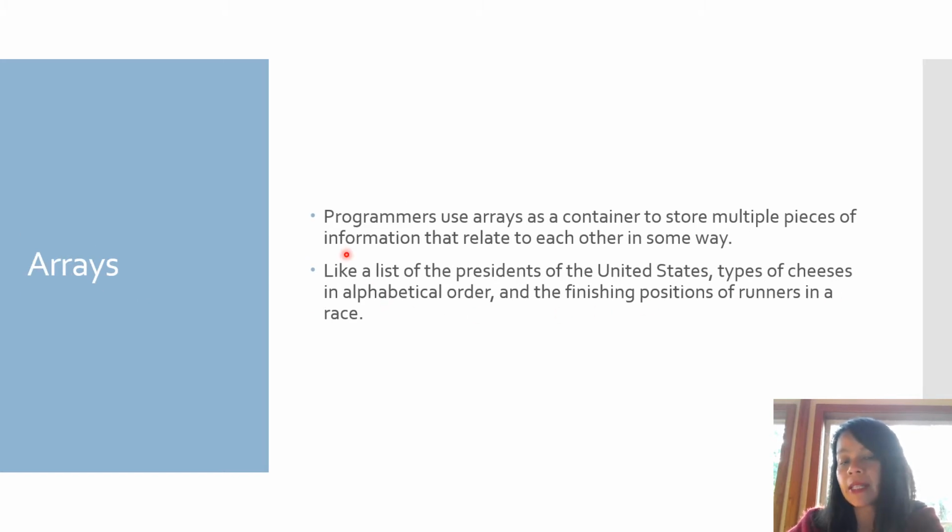Programmers use arrays as containers to store multiple pieces of information that somehow relate to each other in some way. So like a list of presidents of the United States, or types of cheeses in alphabetical order, or the finishing positions of runners in a race. So these are all examples of what could be in an array.